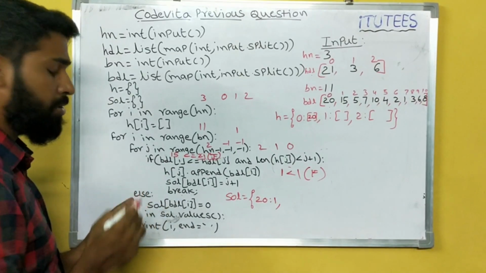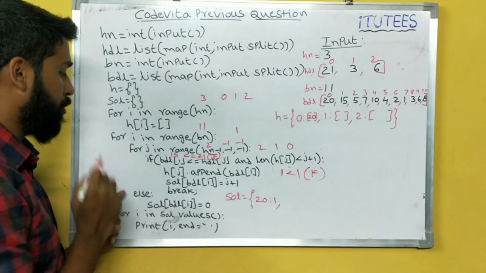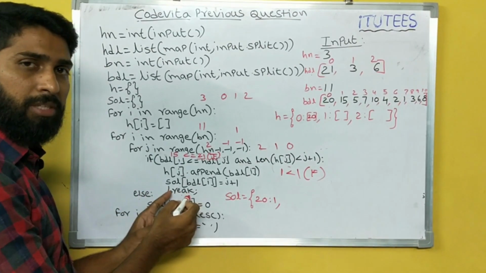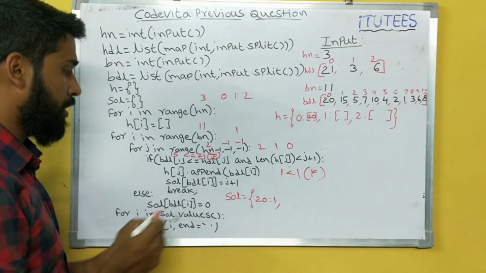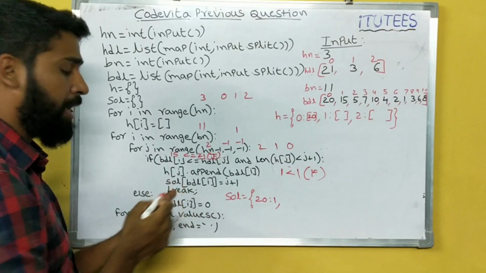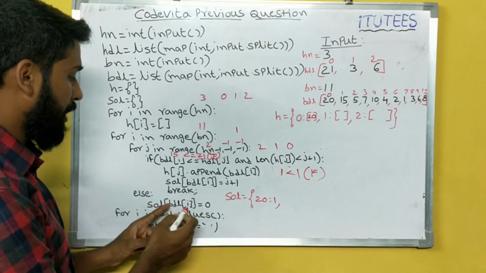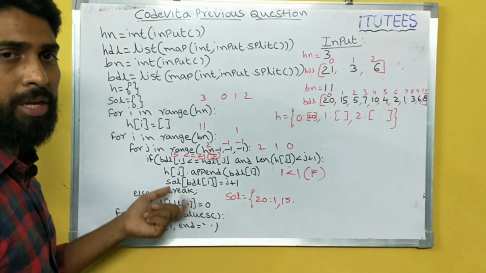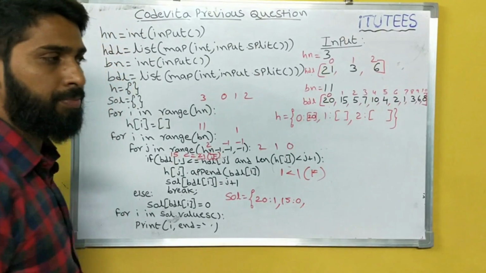So we go to execute else. In Python we can write else for the for loop. What is the purpose of the else? If this break statement is not executed, then this else block will be executed. In these three cases, the break is not executed. So else: SOL of BDL of I, that means 15 does not fall in any hole. It reaches E point. So 0.